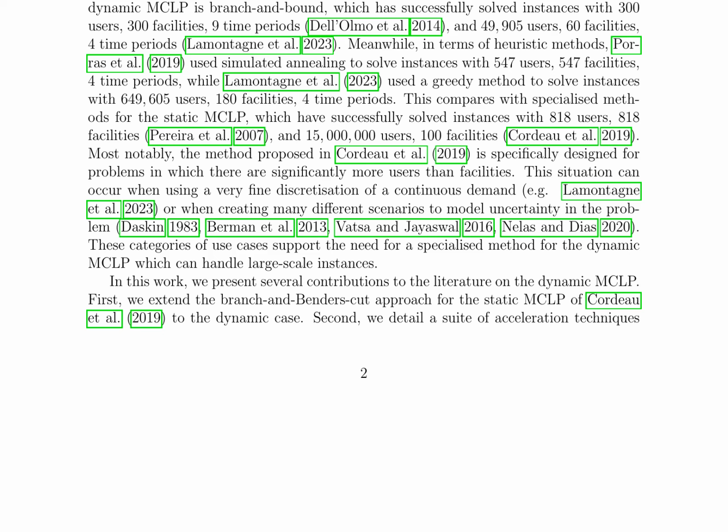The maximum covering location problem, MCLP, is a classic problem in operations research and location science, aiming to locate facilities to maximize user coverage within a limited budget. Exact methods, such as branch and bound techniques, are employed to solve the MCLP. For instance, Carvalho and Ribal, 1996, developed a branch and bound algorithm to ensure optimality.